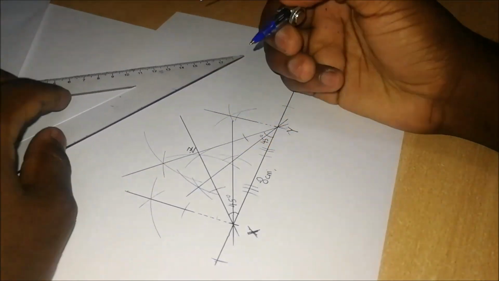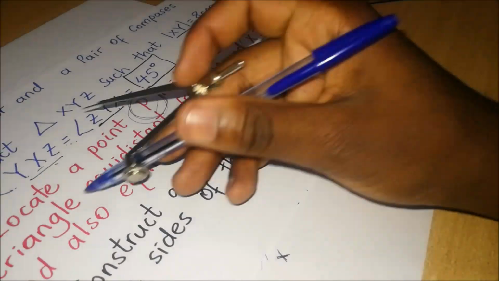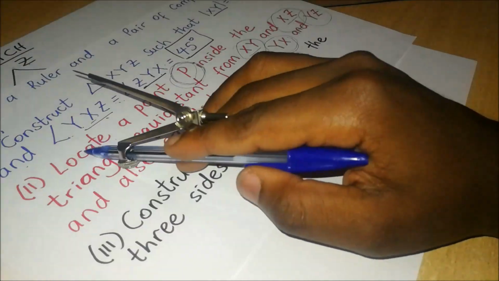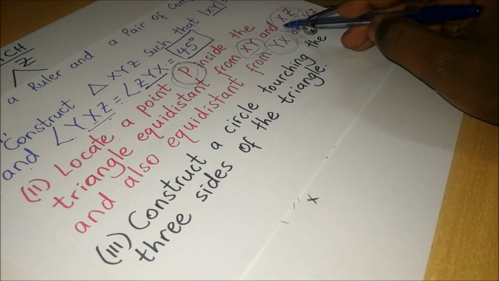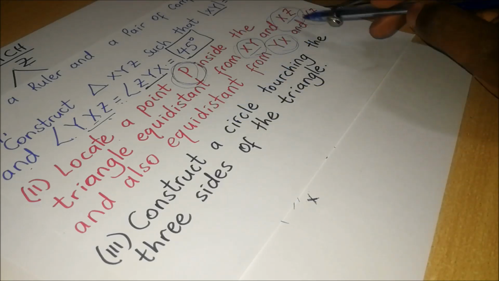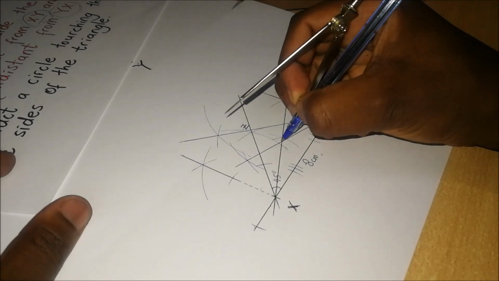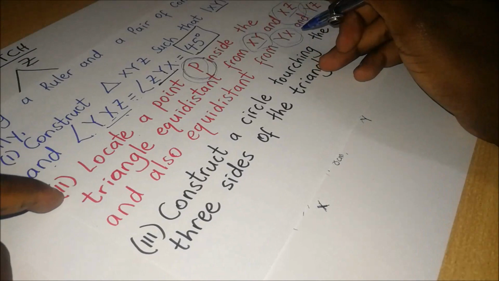So where those two meet is the point we are talking about here, that locates a point P inside the triangle. Locate a point P inside the triangle equidistant from XY and XZ, and also equidistant from YX and YZ. So that point P is that one. Let me call that point P. So we have done Roman 2.